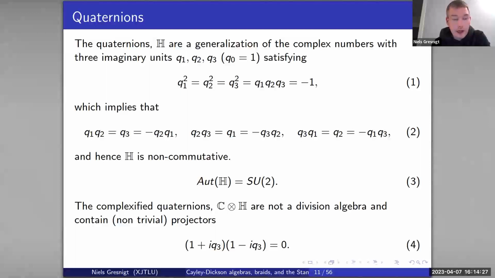And it's worth pointing out at this point that the complexified quaternions, which we will look at soon, so the tensor product of the complex numbers and the quaternions, they are no longer a division algebra. So once you start taking tensor products of division algebras, the resulting algebraic structure in general is not going to be a division algebra. And so they end up containing non-trivial projectors. And this actually is going to be very important in what follows.